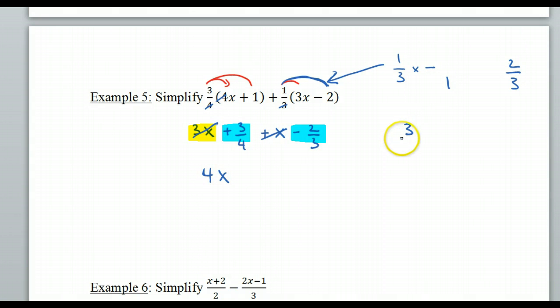Let me go ahead and do that off to the side here. So 3/4 minus 2/3, get my common denominator, which is 12. And then I'm going to get 9 minus 8, which is 1 over 12. So it's going to be plus 1 over 12.